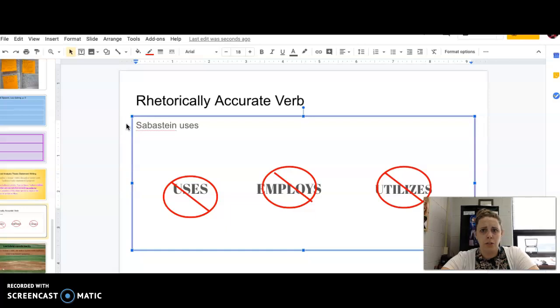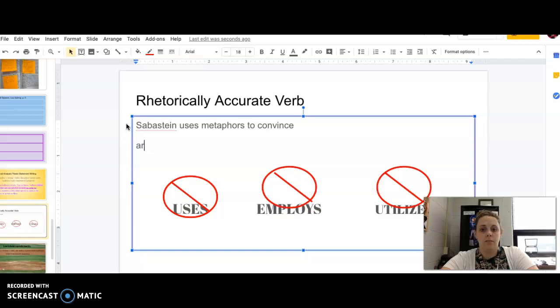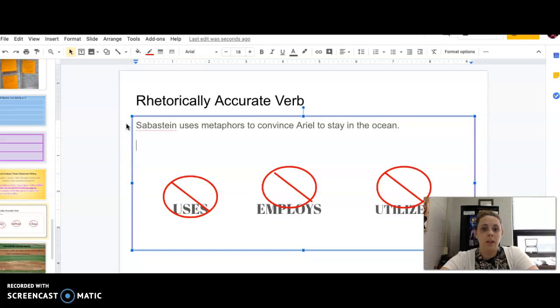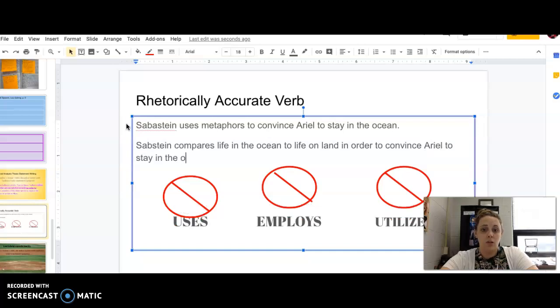uses, I don't know, this isn't really true for the song, but we're just going to pretend, metaphors to convince Ariel to stay in the ocean, right? That's actually a lot less effective than if we say Sebastian compares life in the ocean to life on land in order to convince Ariel to stay in the ocean.